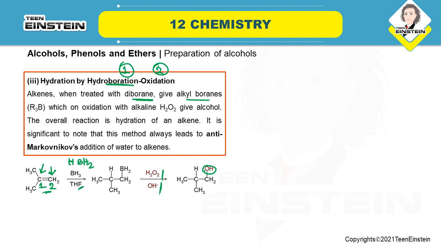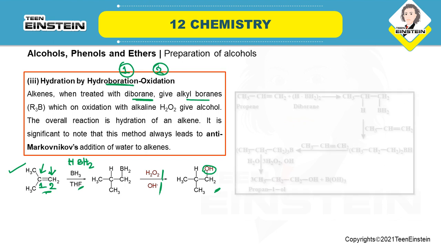Remember, if you want to make this alcohol and your starting material is this, you have to use hydroboration oxidation. You cannot use water or H2SO4, because that will give you OH attached to the other carbon, which is not your desired product. So if we want anti-Markovnikov addition, we have to apply this method.